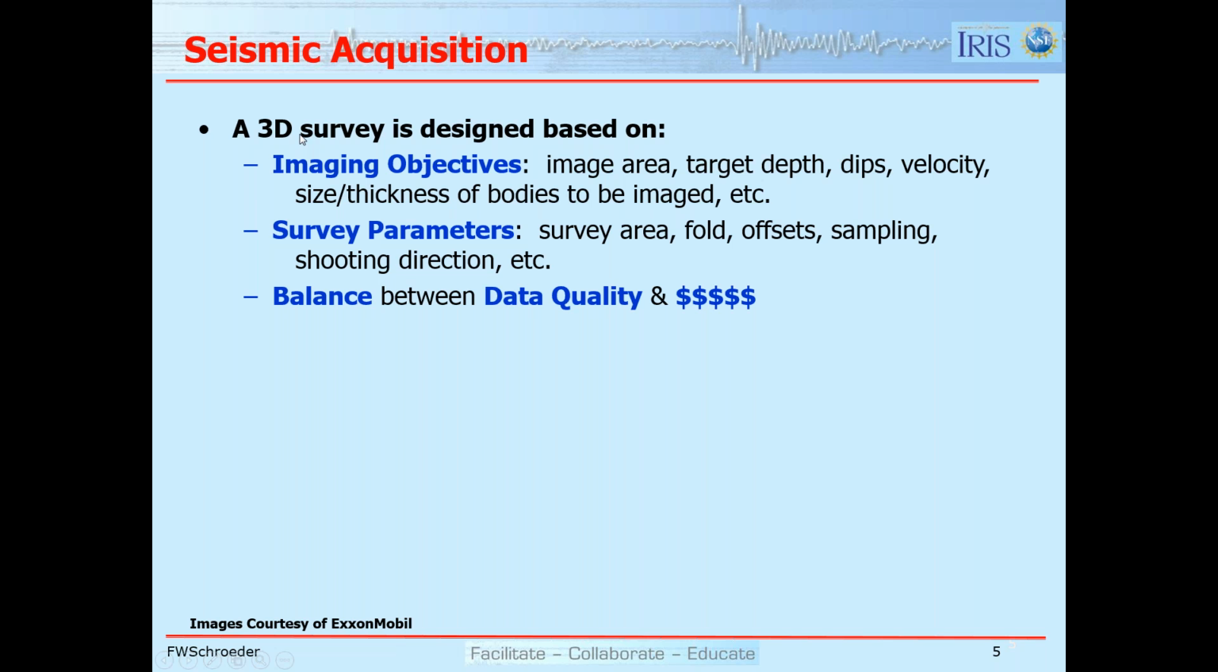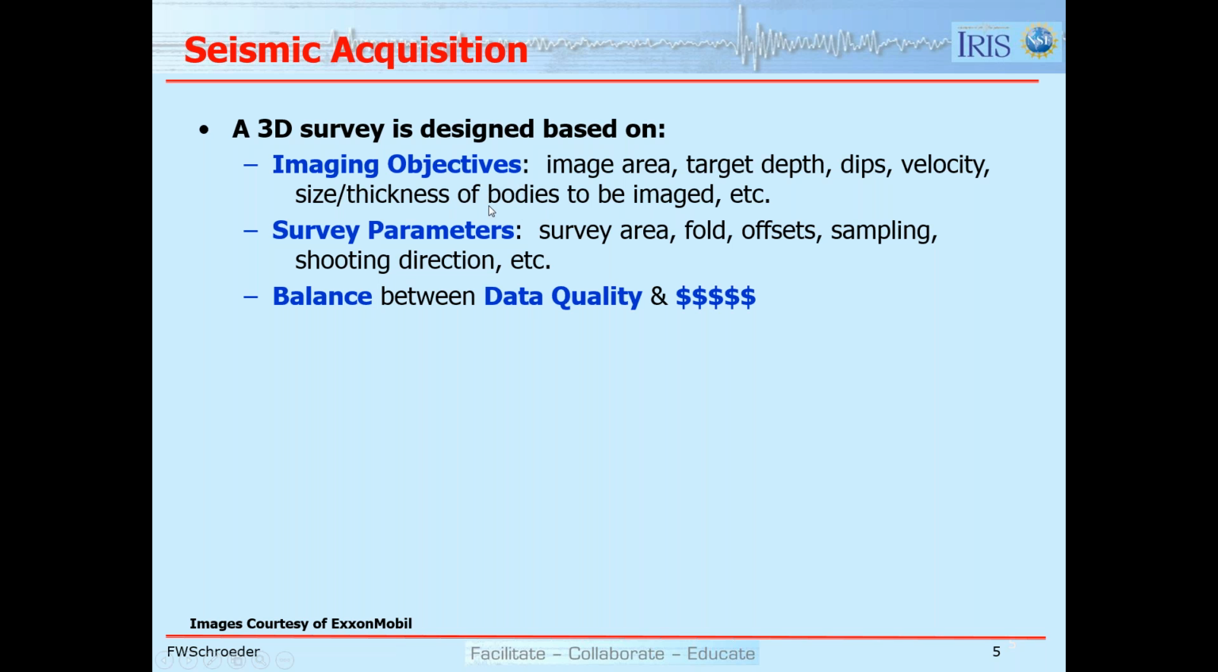We have to plan how to acquire the data. First thing we need to look at are the imaging objectives. What subsurface area do I want to illuminate with the seismic data? What is the depth of the target, or we may have several targets? What sort of structural dips do we expect in the area? What sort of velocities or velocity structure? And then what's the size and the thickness of the bodies?